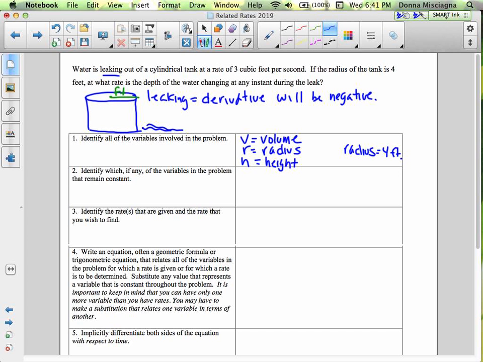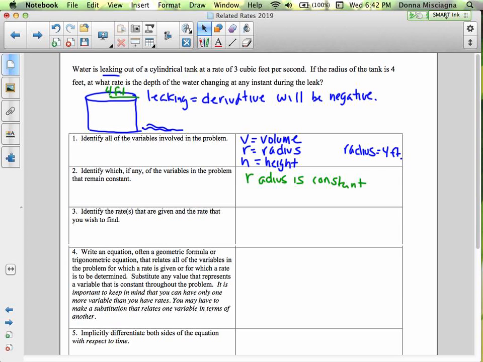Now identify which, if any, of the variables in the problem remain constant. Well, the water is not going to all bunch up on one side of the tank, so the radius is a constant. So I don't think I put 4 feet up there. 4 feet is the radius of the tank throughout the problem, right? The radius doesn't change. The walls of the tank aren't coming in or moving out, right? That tank has always had a radius of 4 feet, so that's going to be a constant. So we can just use 4 for radius. And actually, let's just move that right down there.